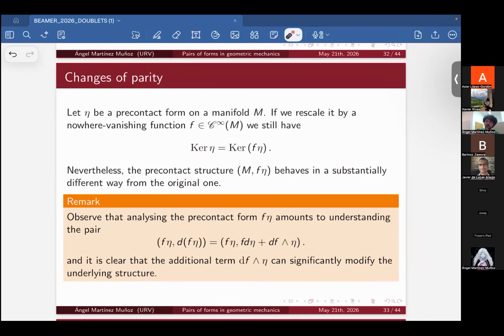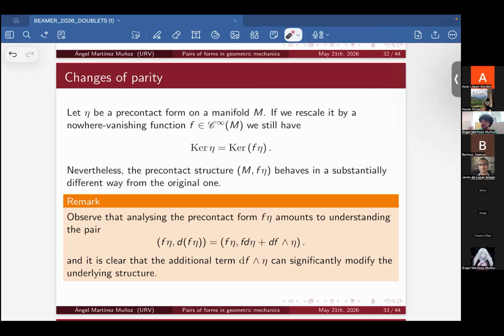So on the line of what I was telling you, in the literature you have these works where they only consider odd class of pre-contact forms, for instance. So our question was, okay, let's throw away these ideas that are there. Let's try to find a way in which we can go back to the odd case if we want.